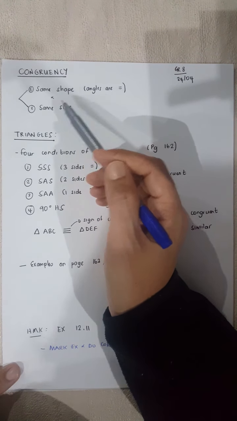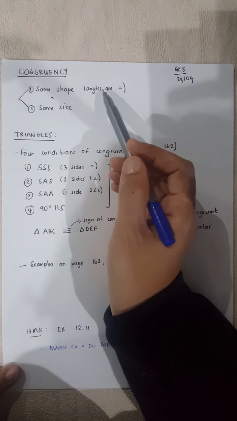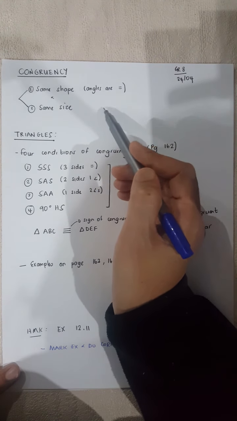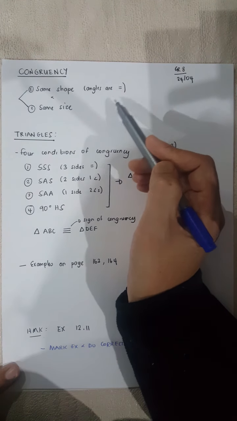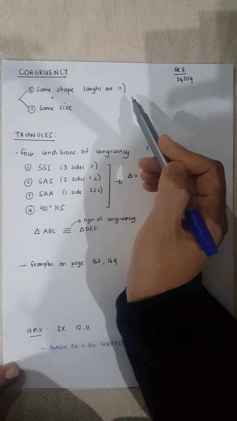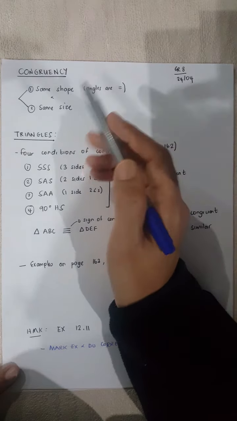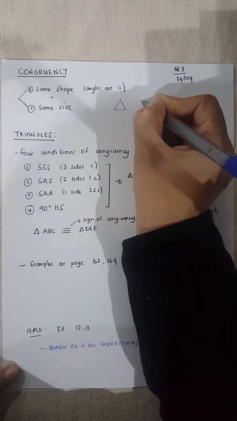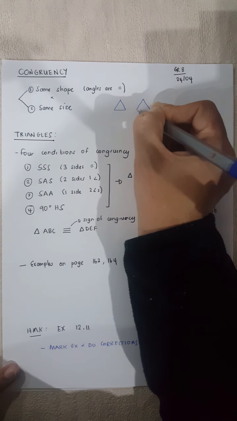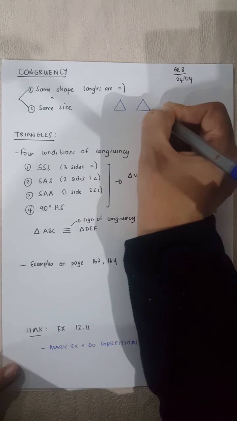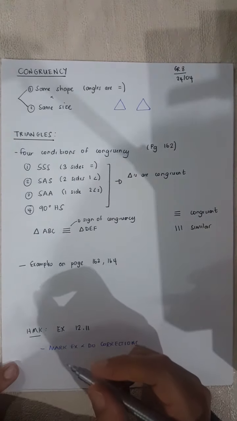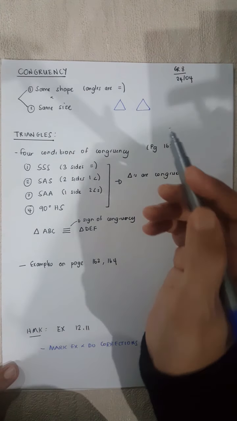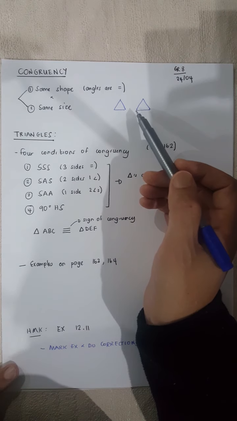Remember when we did similar shapes, the angles were the same, but the size didn't have to be the same. We could have had a small triangle and a big triangle, but as long as the sides are in proportion, we call them similar triangles. Now in congruency, the shapes are the same and the angles are the same, so everything is equal in these shapes, and we call them congruent shapes, right?